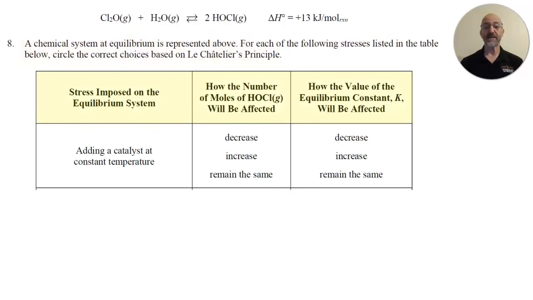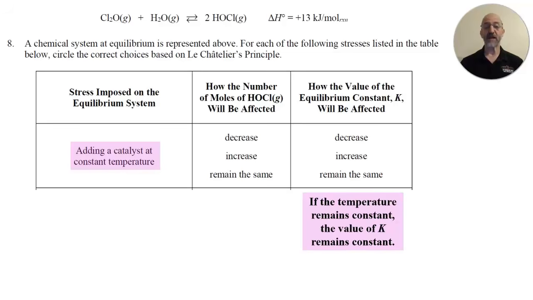So what we have to do is consider how the number of moles of HOCl will be affected, and HOCl happens to be a product of this reaction, and then how the value of the equilibrium constant K will be affected. So our first stress is adding a catalyst at constant temperature. Now, when I see constant temperature, that gives me a clue about whether the value of K will be affected or not. If the temperature remains constant, then the value of K also remains constant. So I will go ahead and circle remains the same for the value of K.